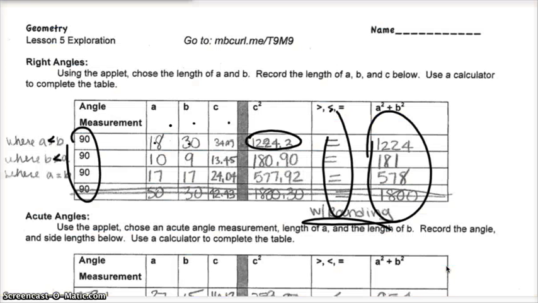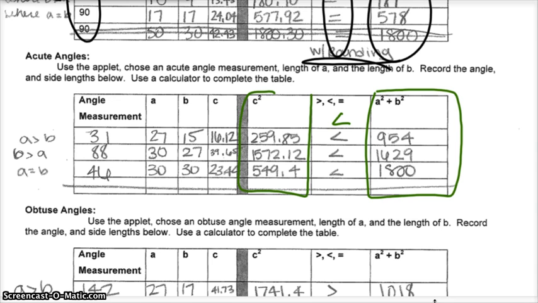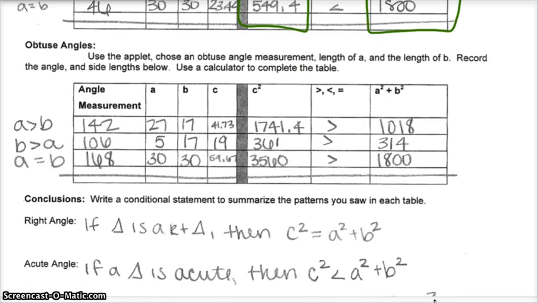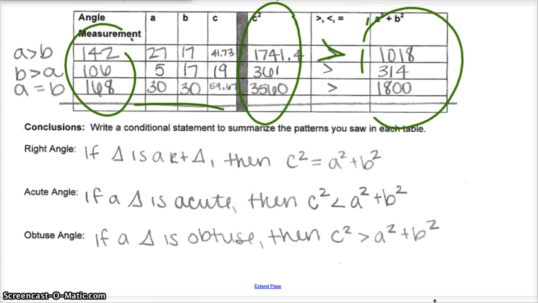What I'm hoping you discovered in that exploration was that when you had an acute angle, the C squared column was always less than the sum of the squares of the other legs. When you had an obtuse angle, whatever angle you wanted, whatever side lengths you wanted, the C squared was always larger than A squared plus B squared. So the if-then statements you can make, the one for a right angle is the Pythagorean theorem. If a triangle is a right triangle, then C squared equals A squared plus B squared. I know I kind of reversed it.